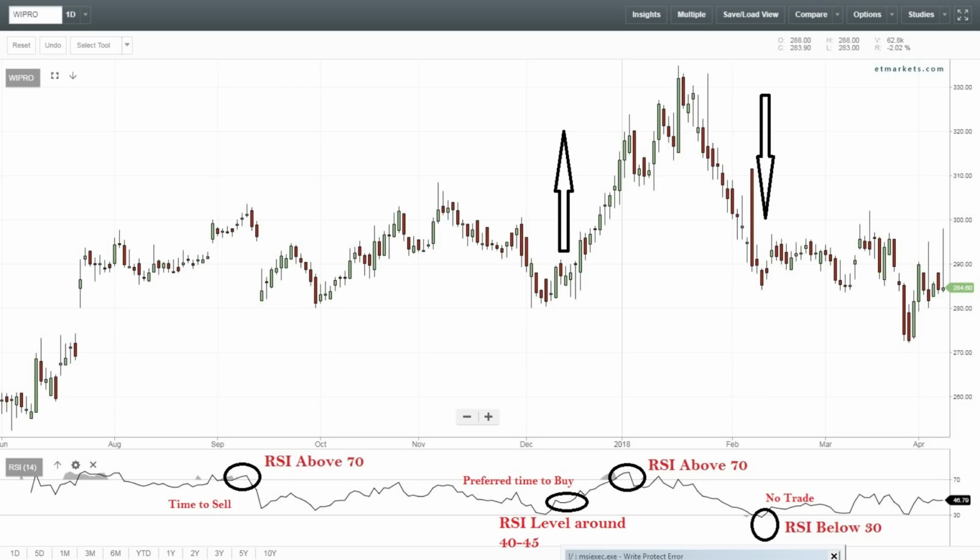And you can see that even when the RSI level was at some point below 30, the stock was oversold at that particular time. Even at that time, it is not advisable to enter the market, because we don't know how long that downtrend is going to continue in the market.